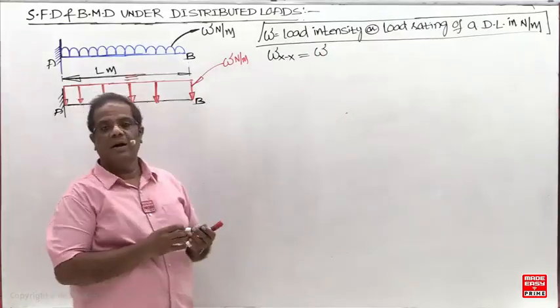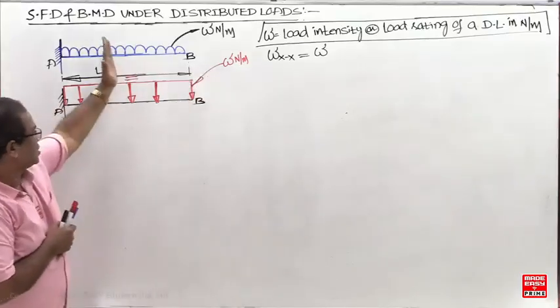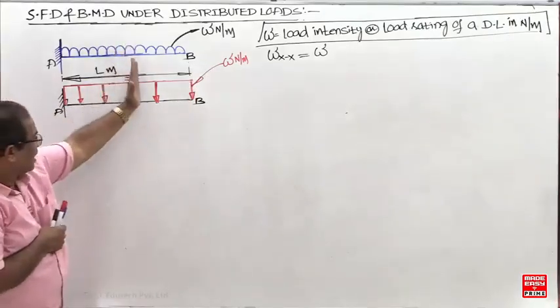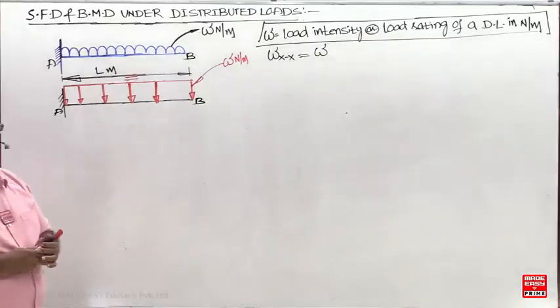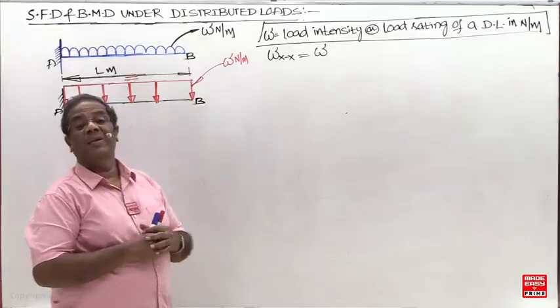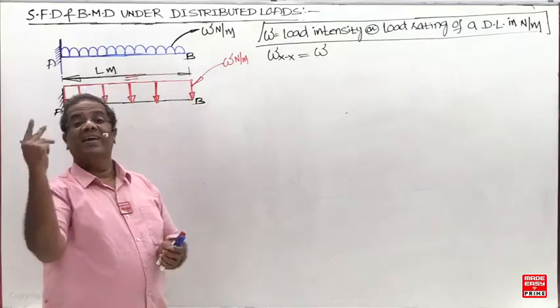What is the meaning of this now? At every cross section, if you take any cross section and the intensity is W, then it is called a UDL. If you go for a UVL, what is the meaning of UVL? Intensity will vary linearly.